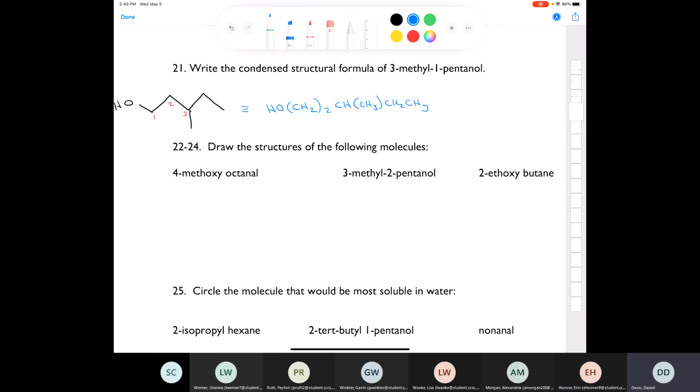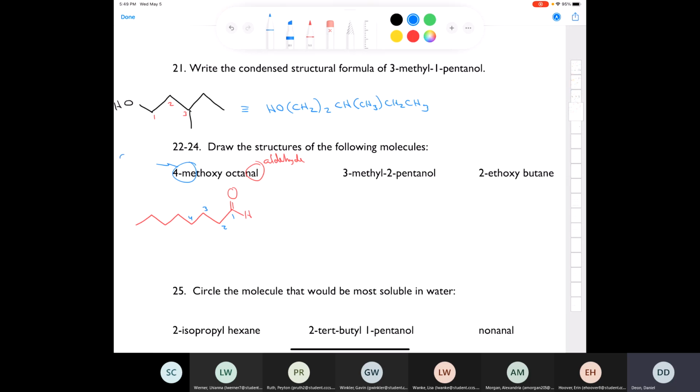All right, let's take a look at some more nomenclature problems here. 4-methoxy-octanol. Technically, there shouldn't be a space here, but whatever. It's the land of the free. Let's see here. So if it's octanol, we have 1, 2, 3, 4, 5, 6, 7, 8 carbons. Al denotes that it's an aldehyde. So we'll put our aldehyde over here. Then if we number the carbons going 1, 2, 3, 4, on the fourth carbon, we have a methoxy.